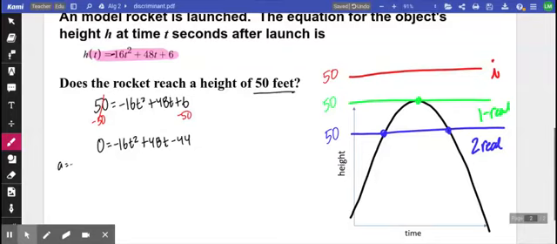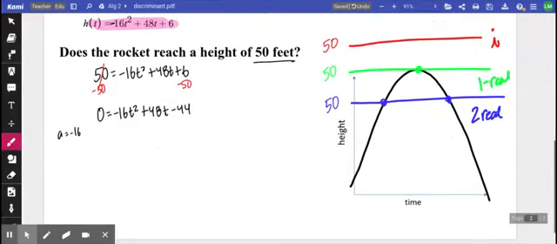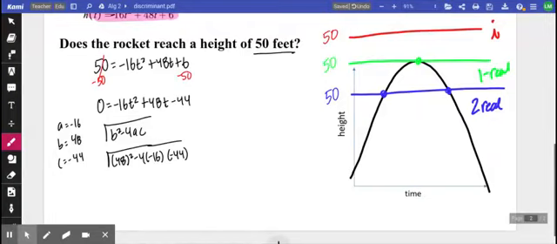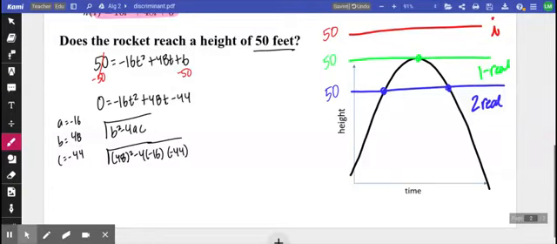Okay. At this point, it is in standard form. I have a is negative 16, b is 48, and c equals negative 44. I always write these out. That way, for my discriminant of b squared minus 4ac, I can just plug these in without messing up. So I have 48 squared minus 4 times negative 16 times negative 44. And I'm just going to see what this equals, to see if it's positive or negative.